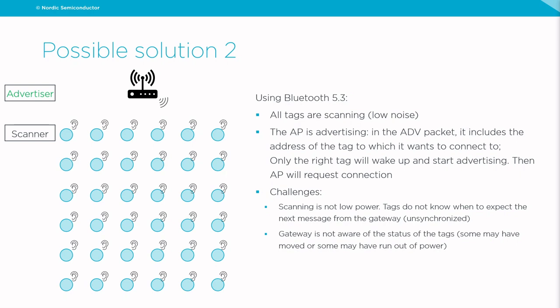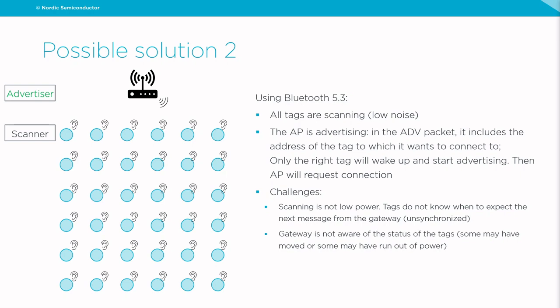In this case, it's possible to have tags be scanners and the access point be an advertiser. This has a big advantage compared to the previous scenario. The tags are quiet, they are not advertising, so reducing the overall noise. When the access point wants to connect to a tag, it needs to advertise and include in its advertising packet the address of the tag to which it wants to connect. The right tag receiving this message can then wake up and request a connection.